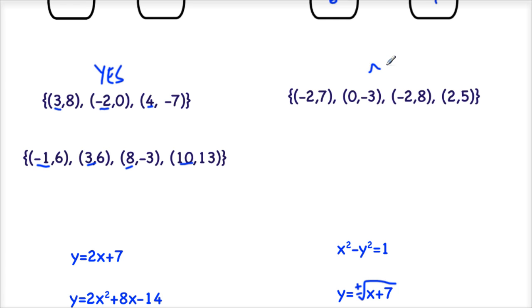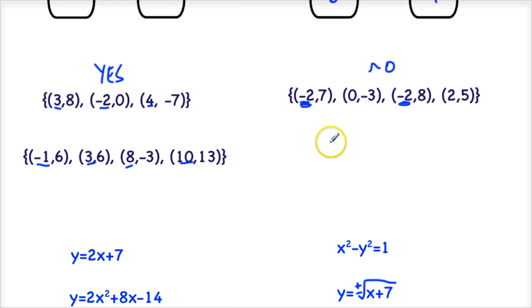Over here, this is not a function because I see -2 is listed twice. Okay, so I can't have that. Again, it's okay if a y value shows up more than once. Like here I see 6 repeats, but I can't have any repeats in the x values for this to be a function. And then down here, there's just a couple examples of, yes, these are functions.